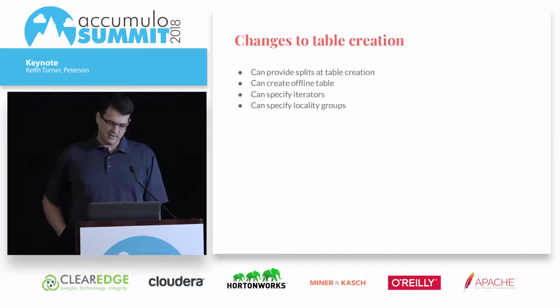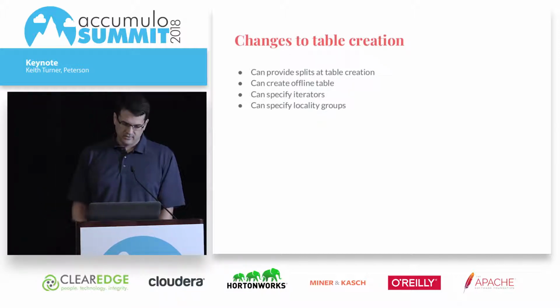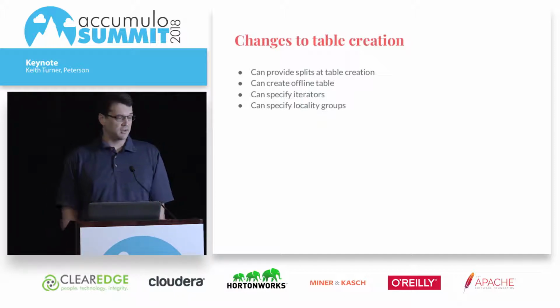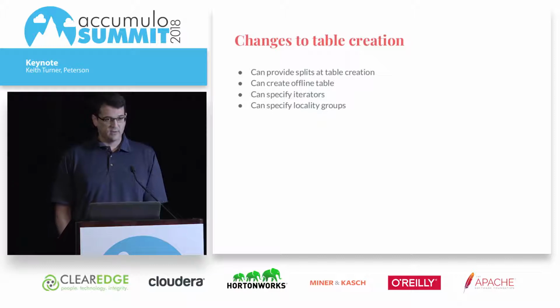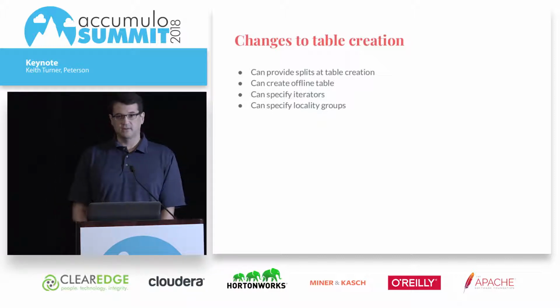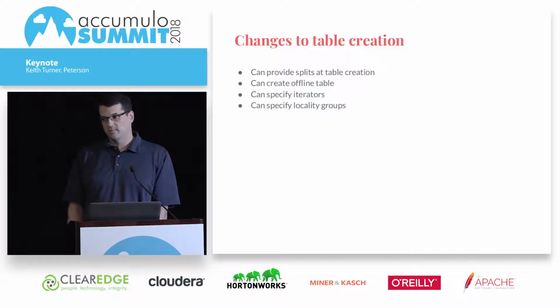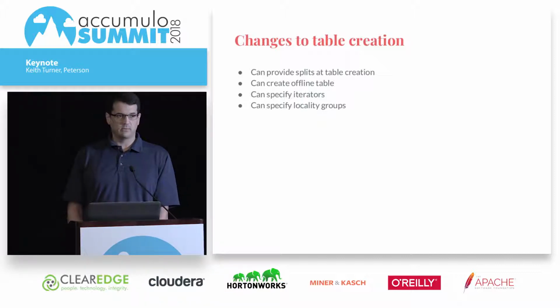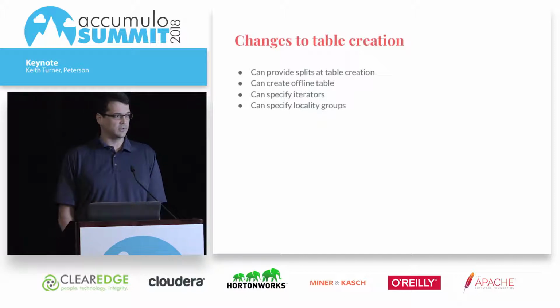I don't show what the Java APIs look like for these, but these were four things that were added to table creation. And the first one is really nice. If you consider the use case in 1.9 of, I want to create a table and then I want to add 1,000 split points to it.